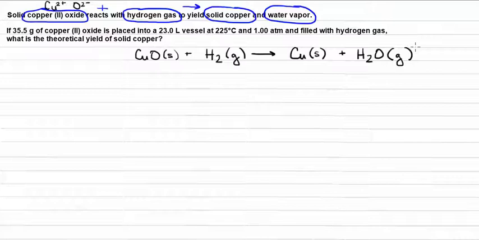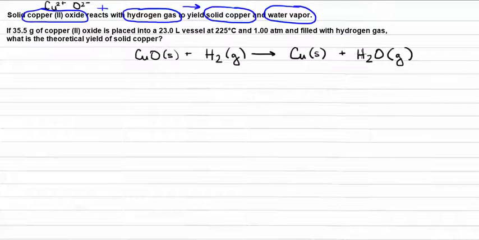Let's double check and make sure it's balanced. We have 1 copper in, 1 copper out, 1 oxygen in, 1 oxygen out, 2 hydrogens in, 2 hydrogens out. So this equation is balanced. So everything is 1 to 1. Now, let's get to the stoichiometry part of the question.